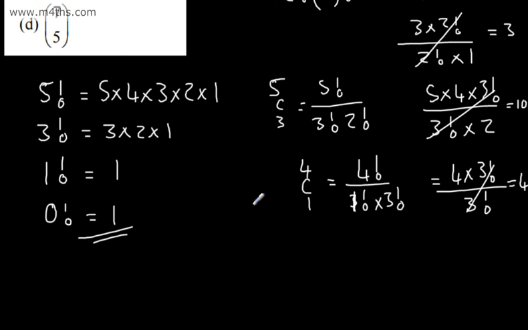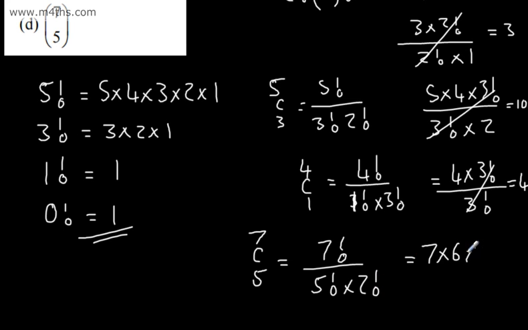Okay, let's look at this one right here. This is just like saying 7C5. So 7C5 is going to be 7 factorial over 5 factorial times 2 factorial. So I'm going to write this as 7 times 6 times 5 factorial over 5 factorial times 2. They will cancel, and that's going to give me 42 over 2, which is 21.